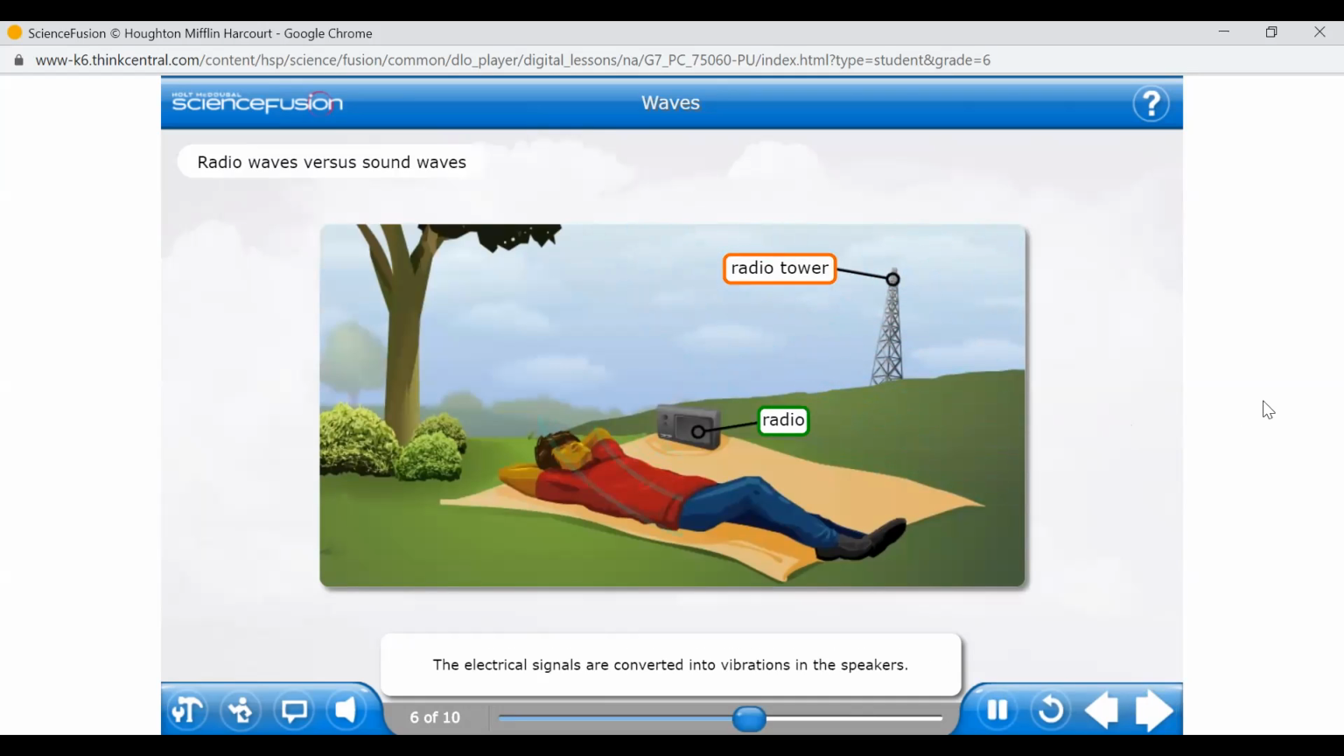The electrical signals are converted into vibrations in the speakers. These vibrations disturb the air around the speakers, making mechanical waves. These mechanical waves are sound waves that travel through the air to your ears.